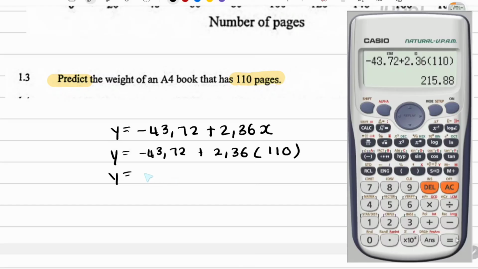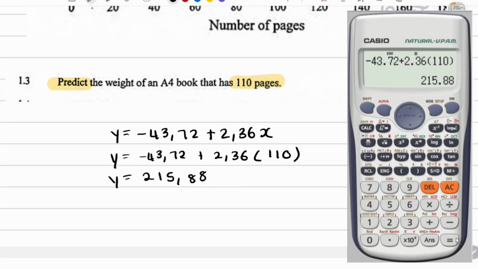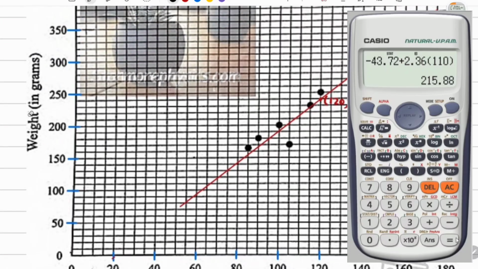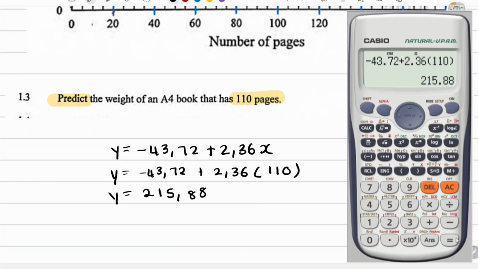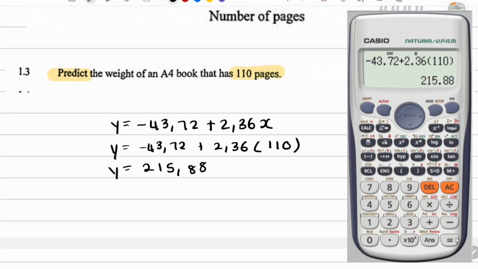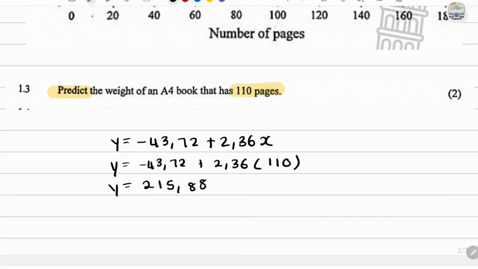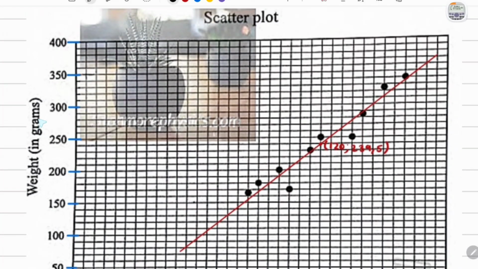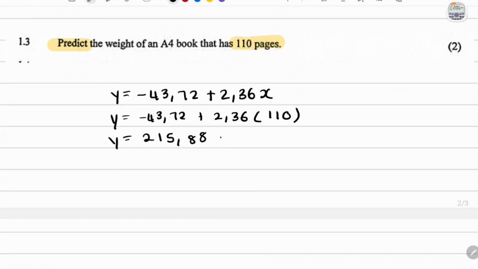So when we substitute this, we get 215.88. Now remember, the Y value is speaking about the weights, which of course can have decimals. So I'm going to leave it like that, 215.88, and this is measured in grams. So this is the amount of grams approximately that amount of pages will have. Okay, moving on to the next question.